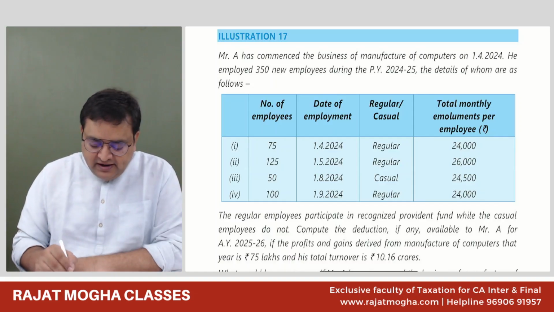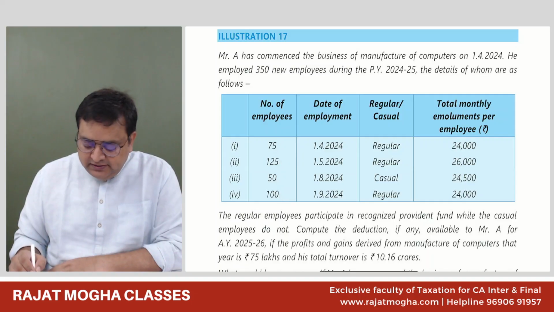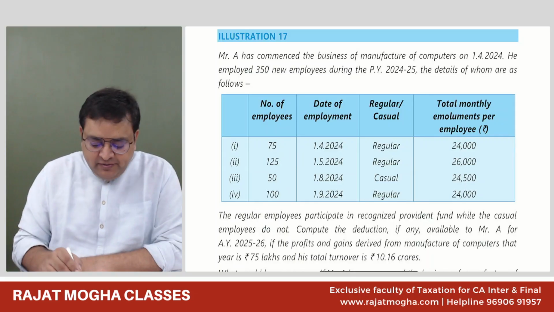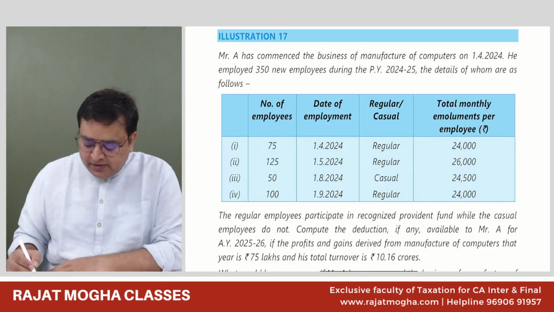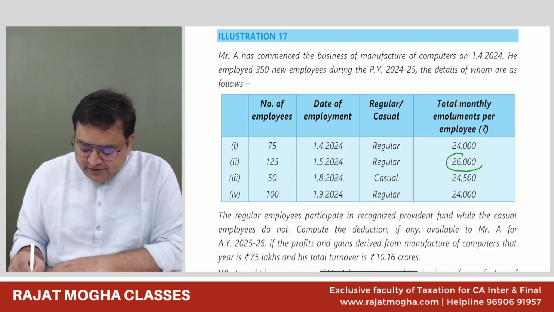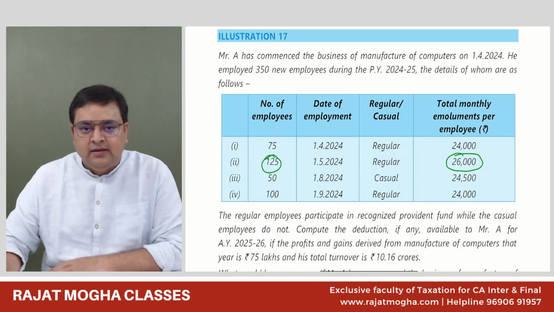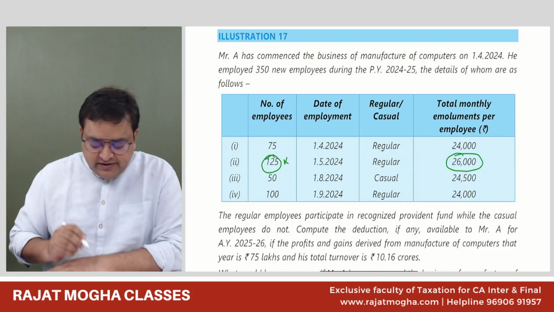So we see the details of 350 employees given: 75, 125, 50, 100, and out of them, there are a few employees who are getting more than 25,000. So they will not be eligible to get the deduction. Here, these employees are getting 26,000 rupees. Everybody is okay with this? Correct? Yes, sir. 26,000 they are getting, so they will not be eligible anyway.